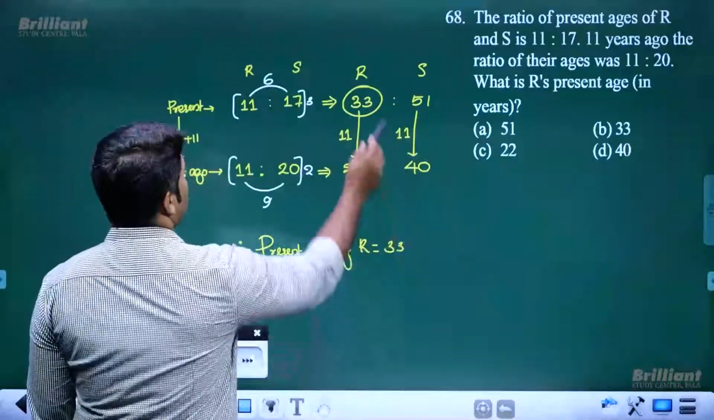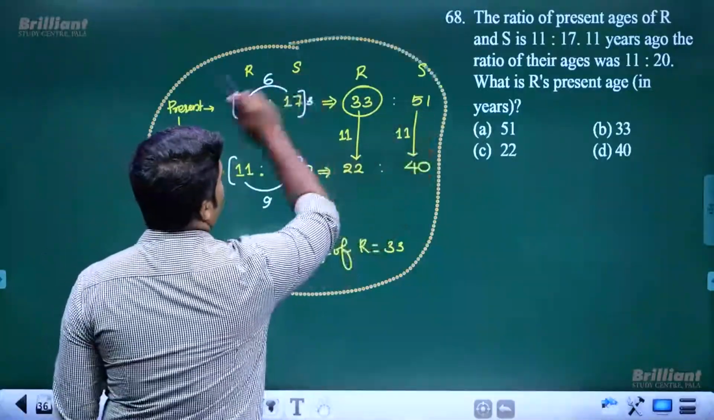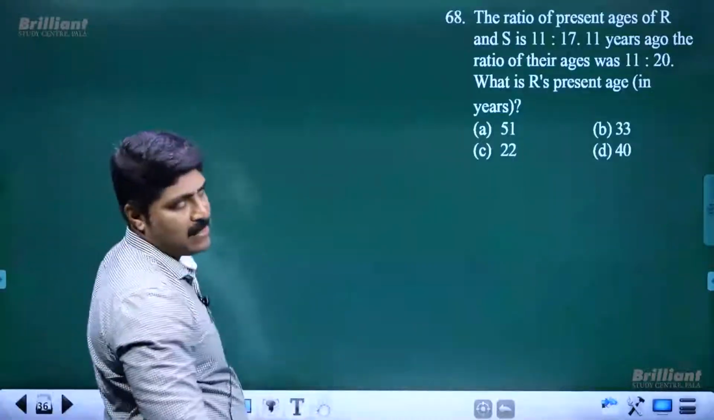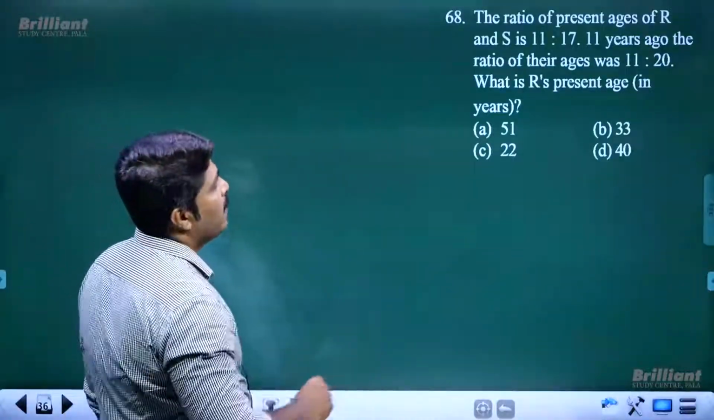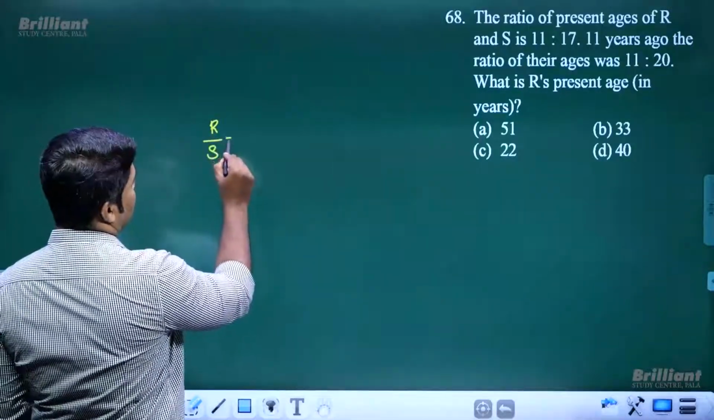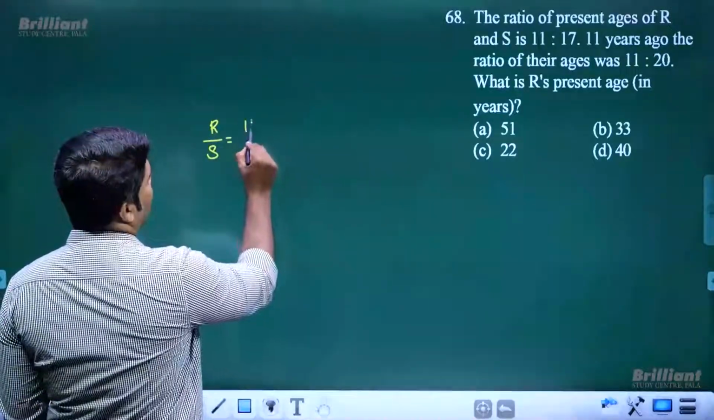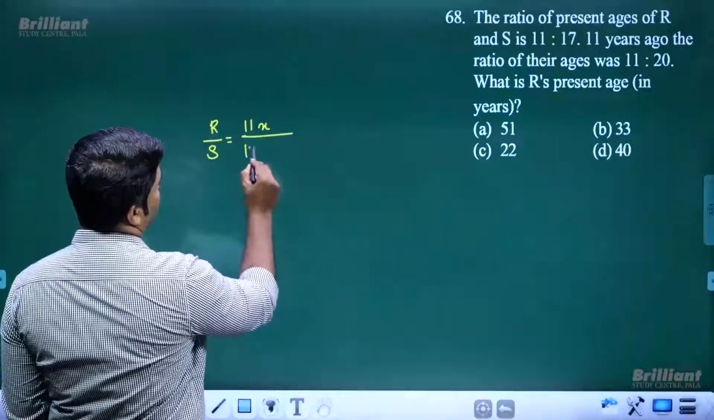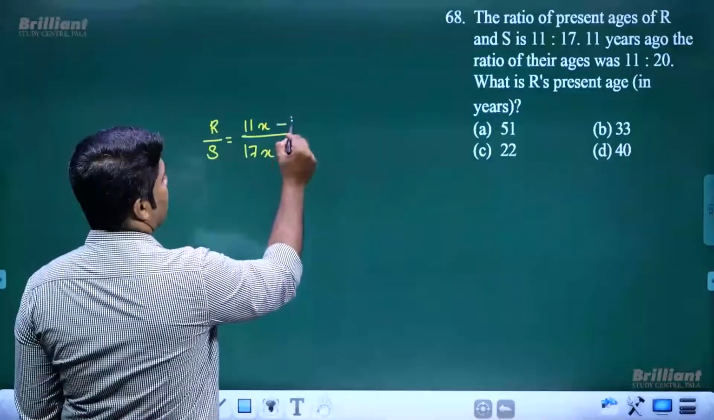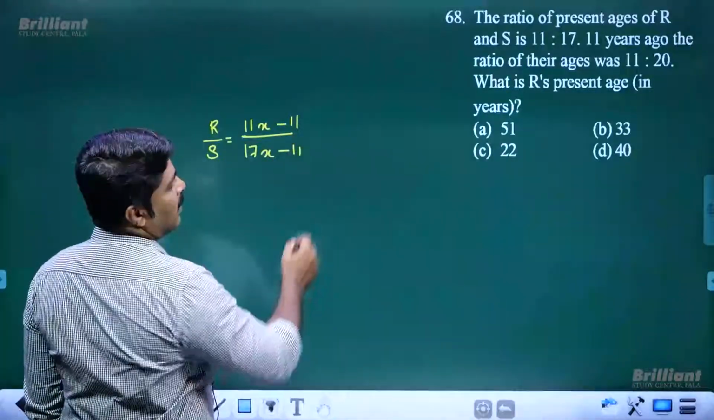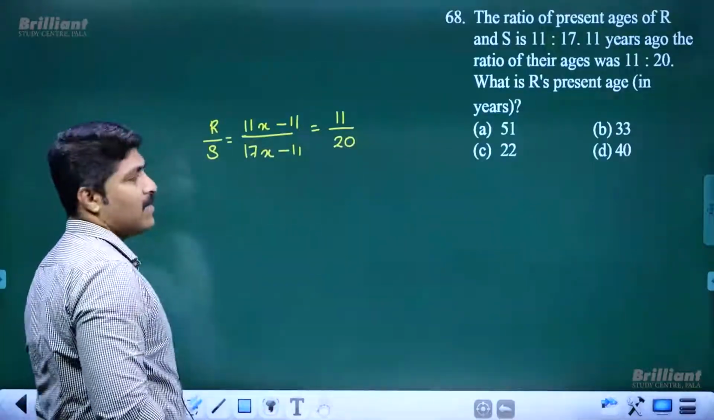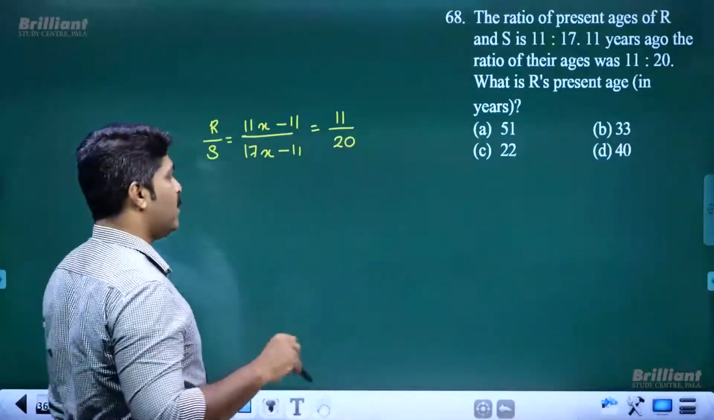Anyway, I will teach you the usual method for finding the answer to a similar type of question, because some students are not able to catch the changes in ratio form. So here, the present ages of R and S are 11x and 17x. This is the algebraic version. 11 years ago, we subtract 11 from both numbers, and the ratio of their ages was 11:20. This is the direct step. Just do the cross multiplication, you will get the answer.